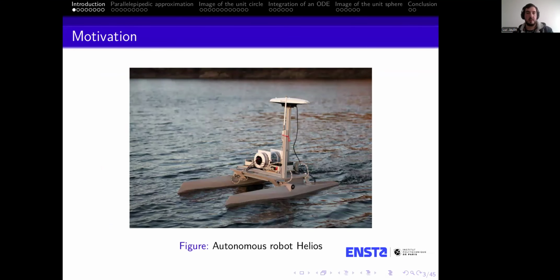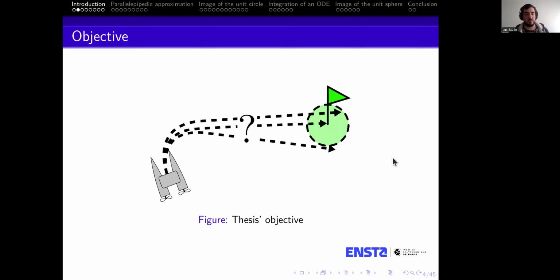As Andreas said, I am a roboticist. So this is a robot I'm working with. It's called Helios. It's a boat. And the question that I'm trying to answer is the following. I have my robot here in gray, and my robot is navigating blindly from a point, and I want my robot to reach an area here in green where I know that the robot will be able to locate itself.